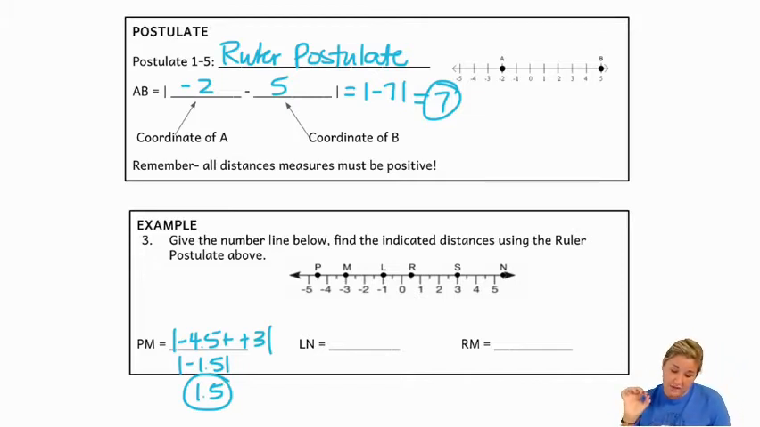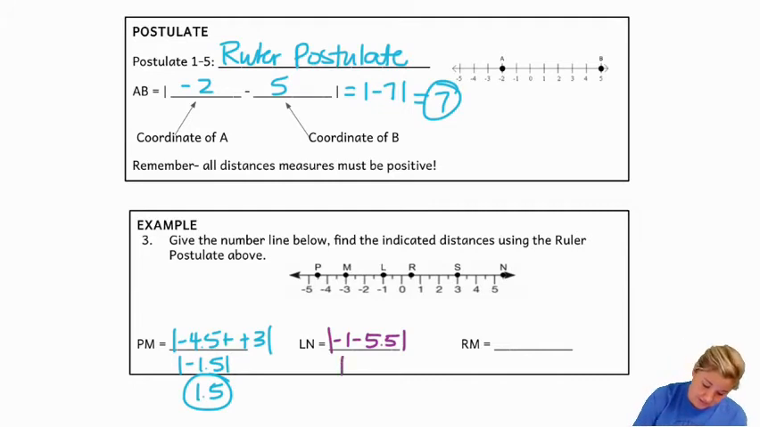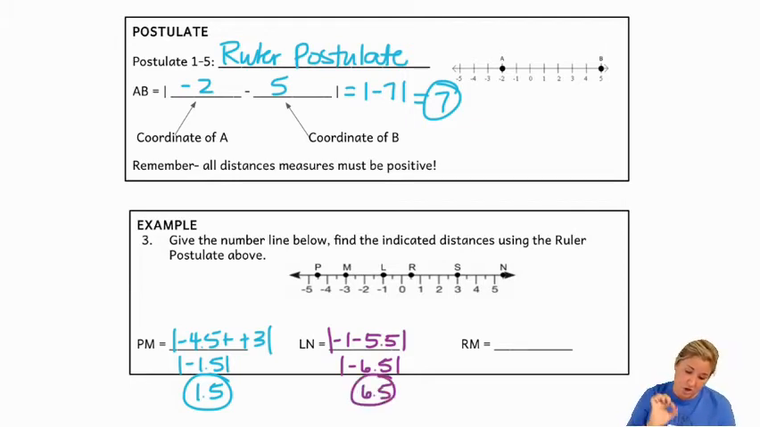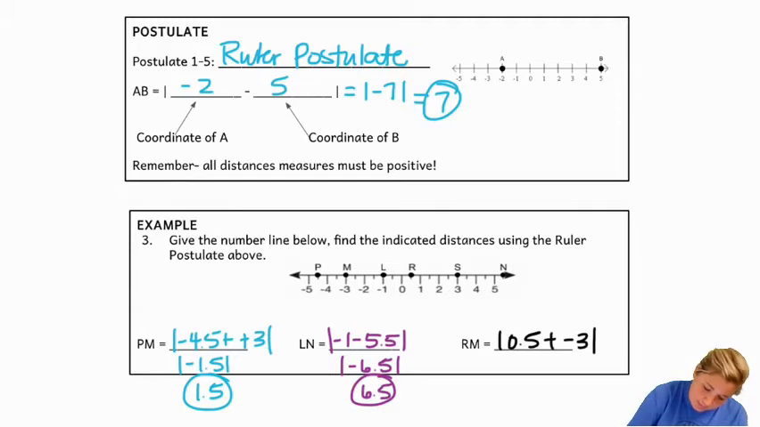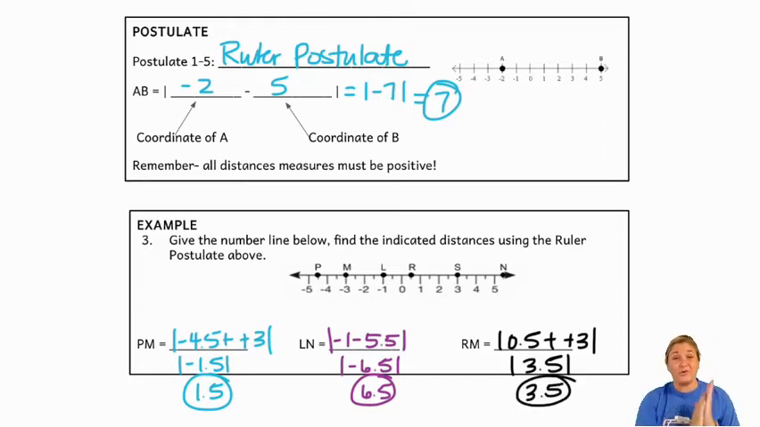To find the distance between L and N, L is at -1, so it's -1 minus 5.5, the absolute value of that. That gives me a negative 6.5, and taking the absolute value gives me a positive 6.5. Then between R and M, it looks like we're moving backwards, but RM and MR doesn't matter because distance is still positive. R is at 0.5 minus negative 3, which is like plus 3. So that's the absolute value of 3.5, which is just 3.5. Before, it looked like we just made whatever was negative positive, we just flipped the sign. Well, if it's positive, it stays positive. But if it's negative, it turns to positive.